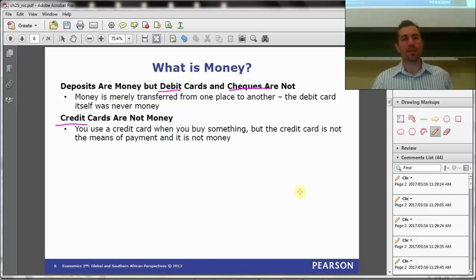We spoke about why a debit card and a check or a credit card are not actually money. They're just ways of accessing money. In other words, a debit card just allows you to transfer a debit balance from somewhere in the banking system to somewhere else. The card itself is not the cash. It's the underlying deposit that functions as money.